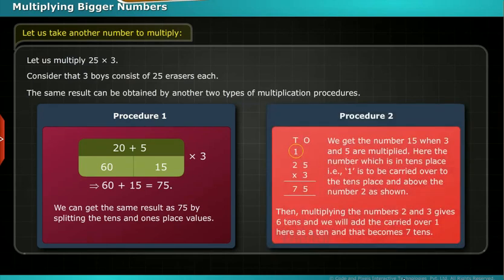Procedure 2. Direct multiplication using tables. We get the number 15 when 3 and 5 are multiplied. Here the number which is in tens place, that is 1, is to be carried over to the tens place and above the number 2 as shown. Then, multiplying the numbers 2 and 3 gives 6 tens, and we will add the carried over 1 here as a 10, and that becomes 7 tens.